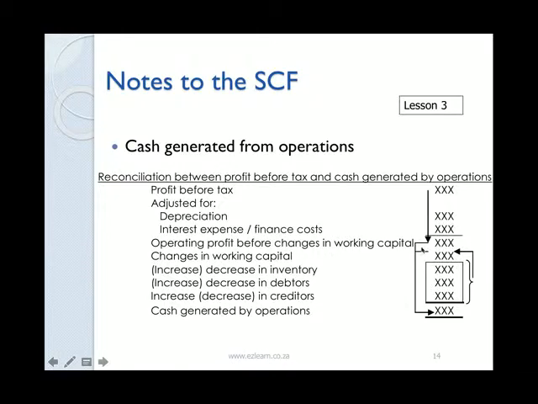Changes in working capital is then added to the operating profit before changes in working capital that was already calculated, and the net effect is shown as cash generated by operations. This is then the figure that you would show on the statement of cash flows.